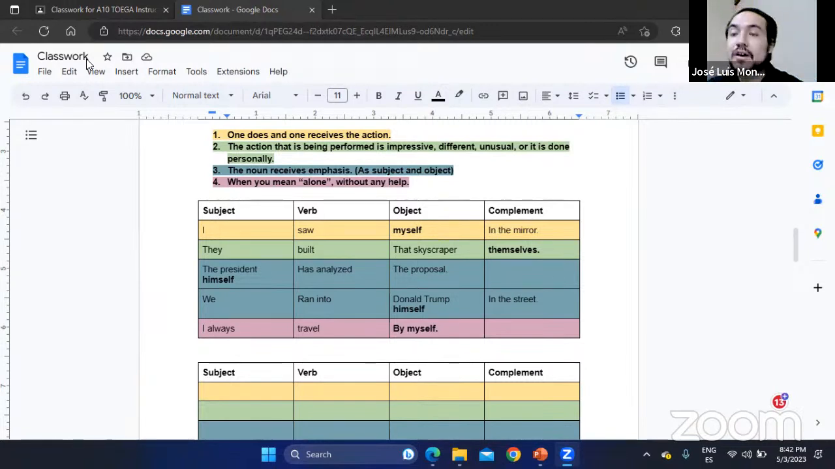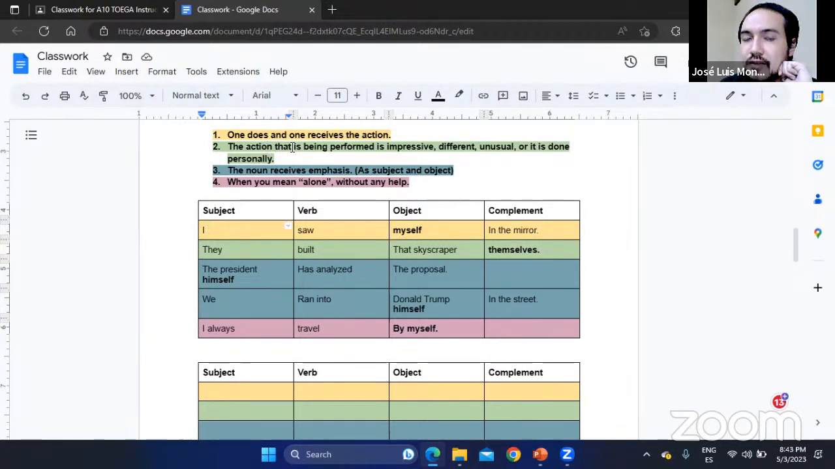All right, good. Now I have everything ready, Gladys. With this, I believe that it's clear for you to work. Look, here you have the color and what that sentence means. So my first sentence is this yellow idea. One does and one receives the action, right? I saw what? Myself, right? I do, I receive the action. So one sentence like that.